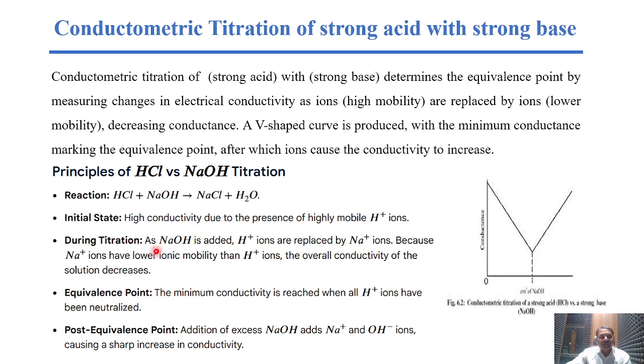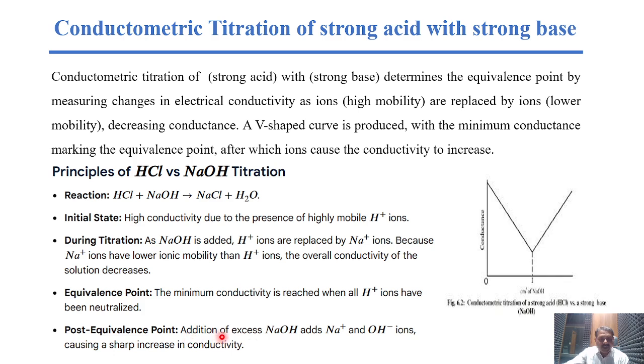So initially, during titration, the conductance of the solution decreases as we add the NaOH, and the H+ ions, which are highly mobile, are replaced by slower mobility Na+ ions. Therefore, conductance decreases. Equivalence point: the minimum conductivity is reached when all the H+ ions have been neutralized. When all the H+ ions are neutralized by NaOH, minimum conductivity is observed.